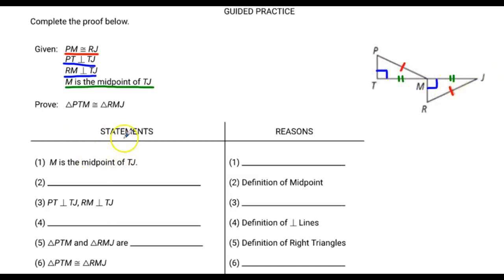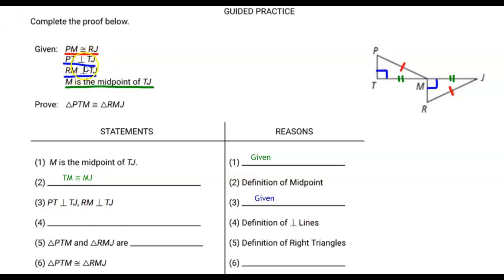All right, so moving on to the statements and reasons, taking a look at statement number 1, which is M is the midpoint of TJ, the reason for that should be given, as it is one of the given statements here. M is the midpoint of TJ, it's given. Next, we're trying to figure out what to say based on the fact that there's a midpoint. Well, since there's a midpoint, we know that TM and MJ are going to be congruent to each other. There's that statement there. Next, PT and TJ are perpendicular, RM and TJ are perpendicular. Well, we know that from the givens, so I'm going to say given.